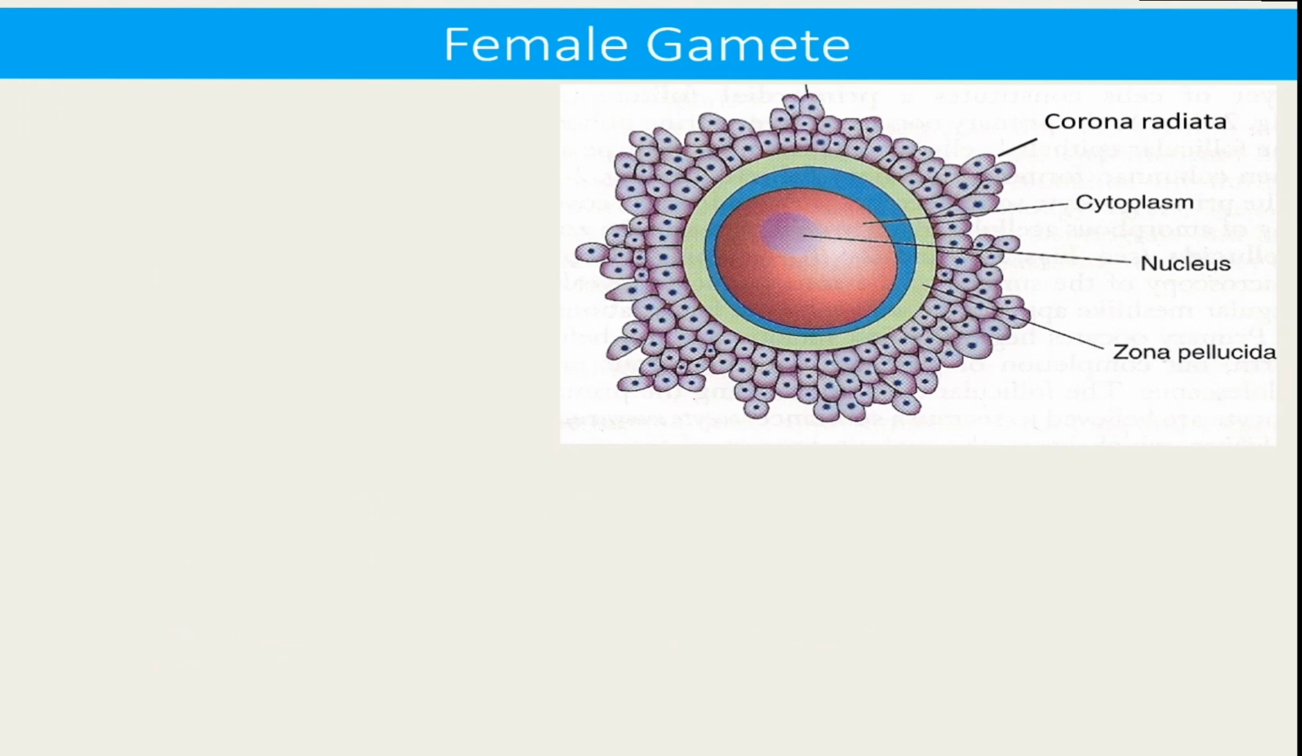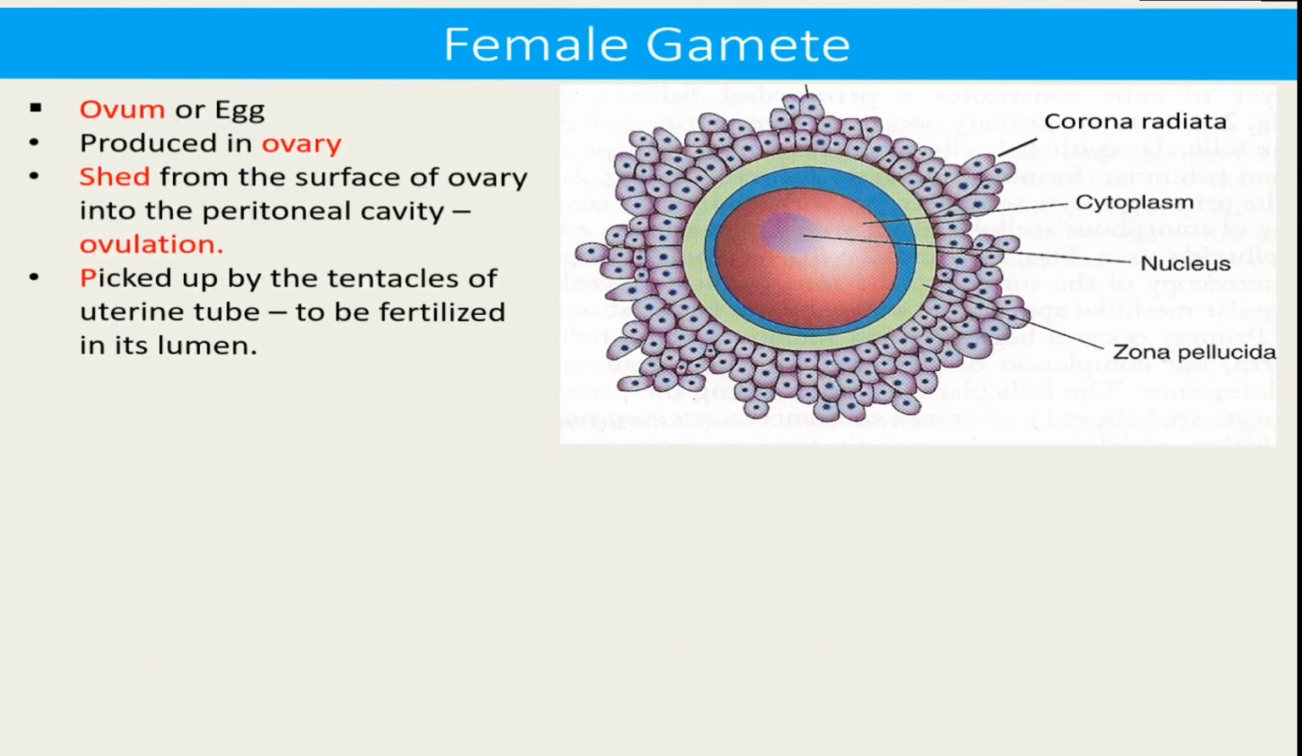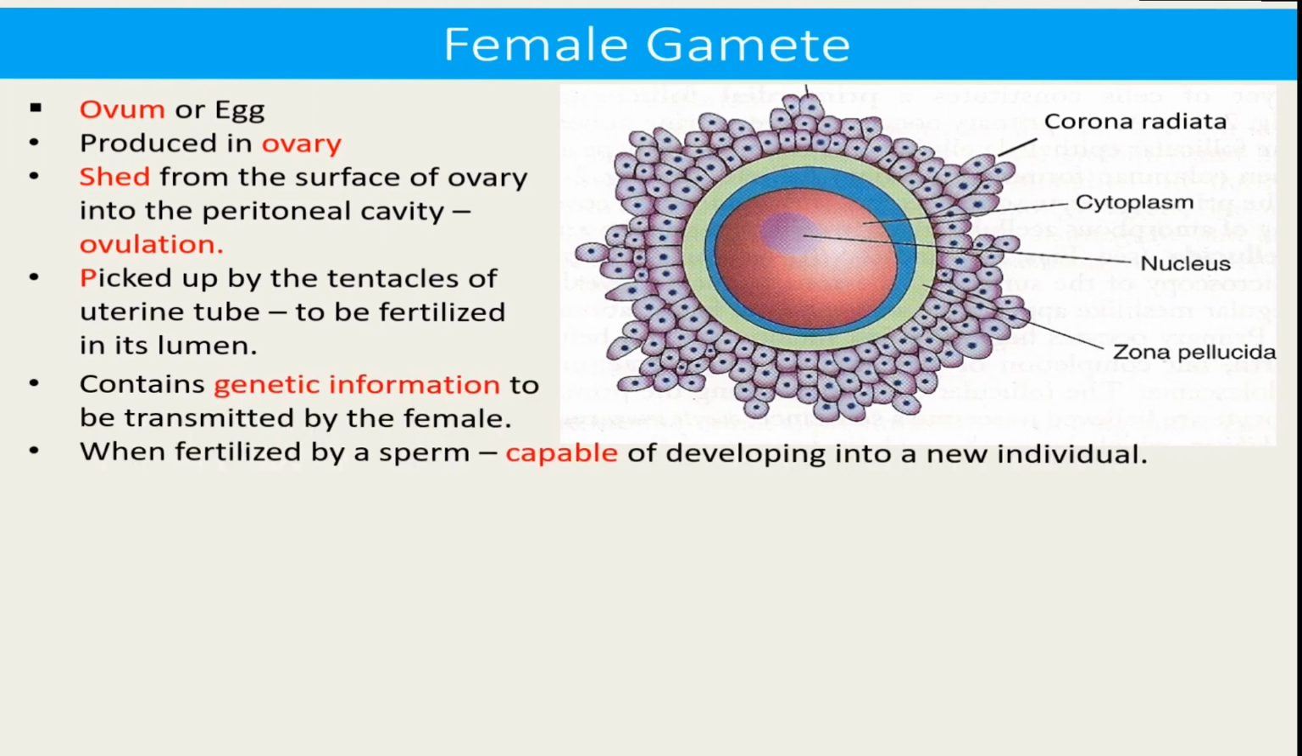Now first the female gamete. It is also named as ovum or egg. It is produced in the ovary and is shed from the surface of the ovary into the peritoneal cavity, and the process is named as ovulation. It is picked up by the tentacles of the uterine tube to be fertilized in its lumen, that is the lumen of the uterine tube.